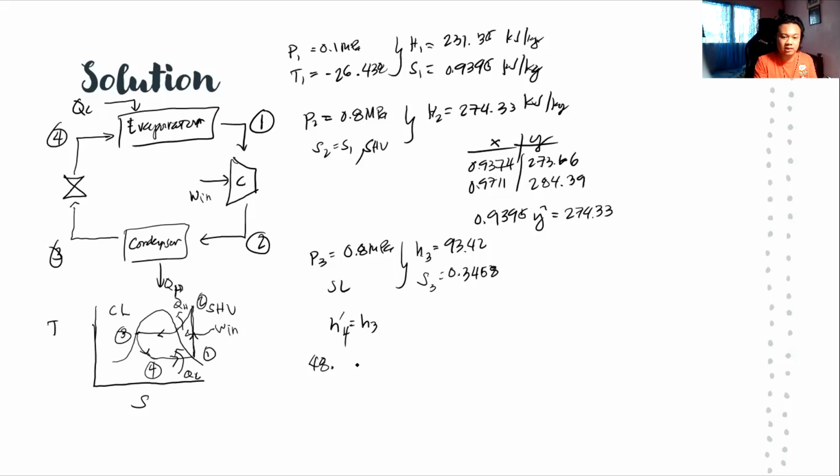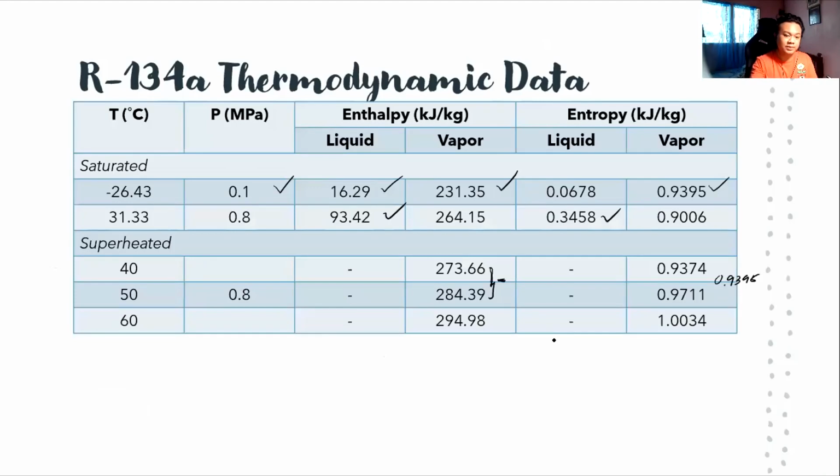Now let's go to our quality, X4. After the throttling valve, we have H4 minus HL over HV minus HL, similar to what I have done. H4 we have as 93.42, di ba? But HL we don't know, so we can get it from the refrigerant table. So what is HL here? HL is this, di ba?